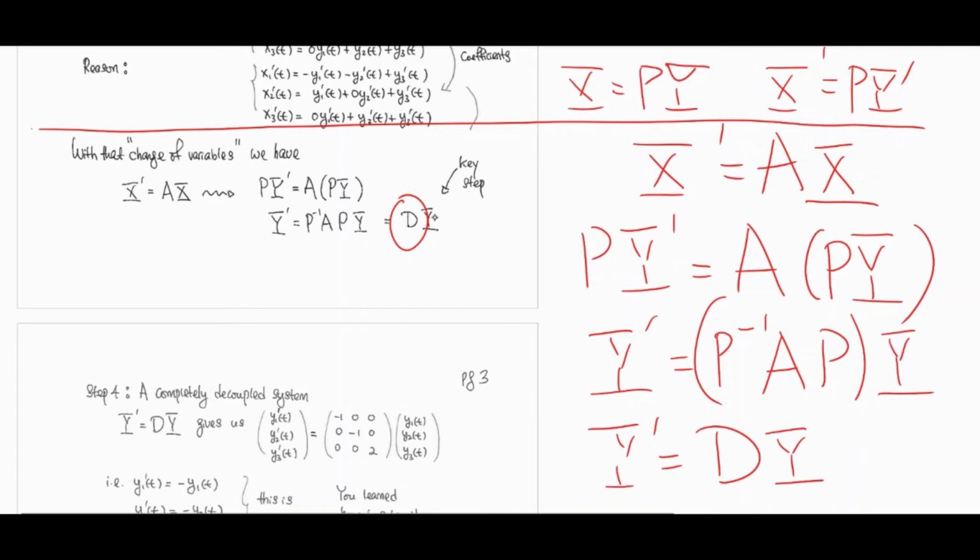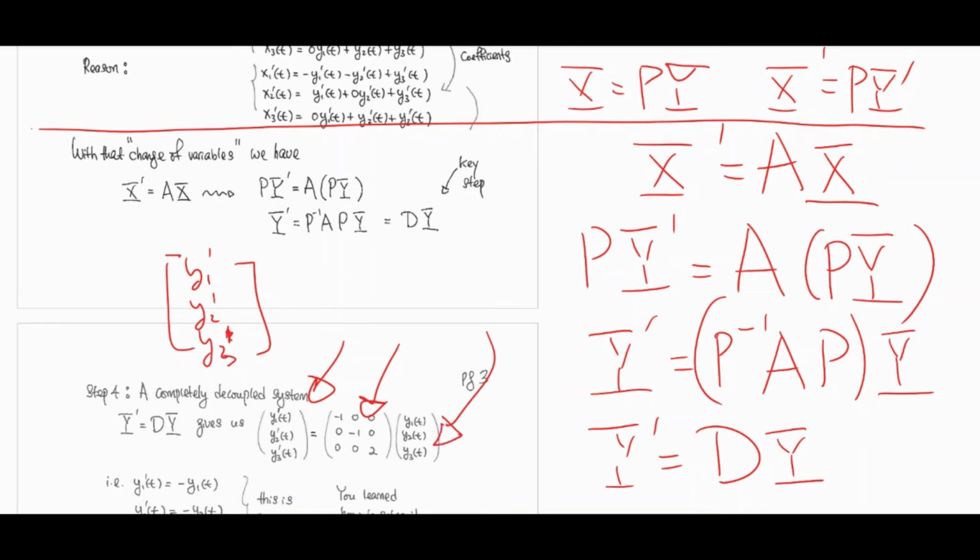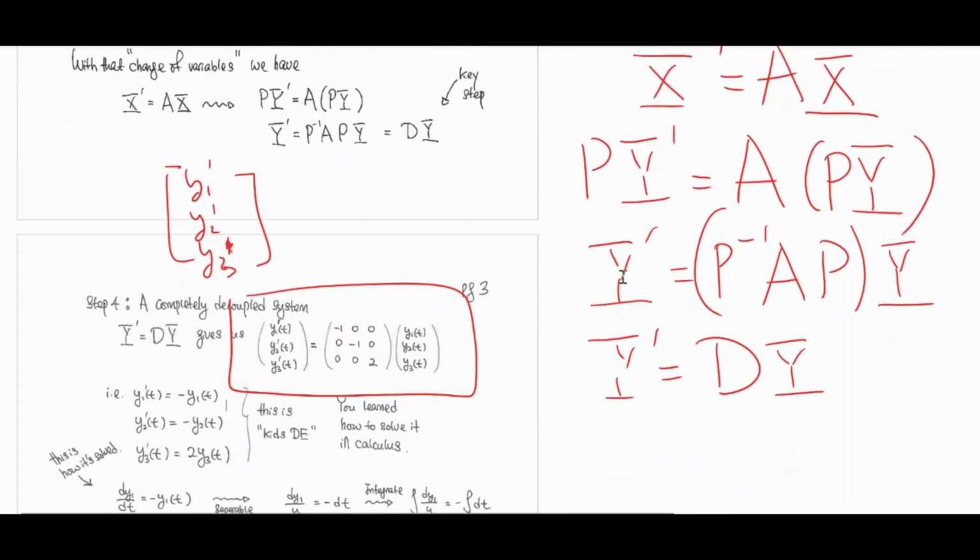So what is y prime? y prime is a column vector involving the derivatives of y. So you have y1 prime, y2 prime, y3 prime. This is our y prime. So y prime is equal to the diagonal matrix multiplied by y. Do you see that? This is key. This is what we call a decoupled system. Why do we call this a decoupled system? Because this equation basically tells you that y1 prime is equal to -1 times y1(t). So your y1 prime only involves y1.